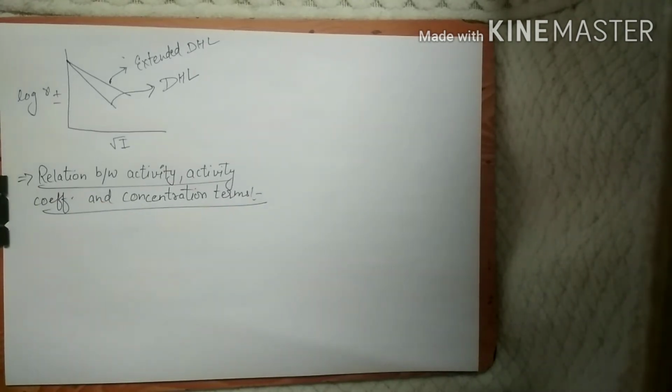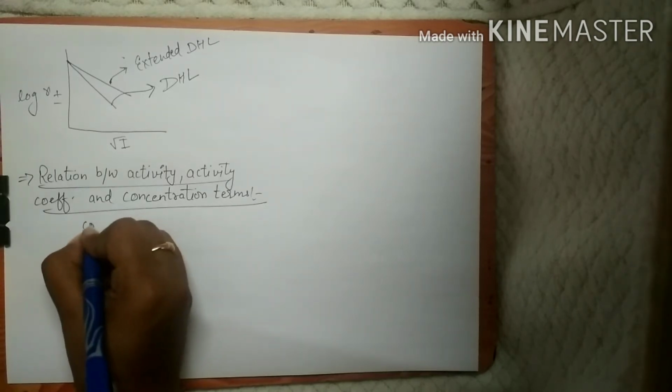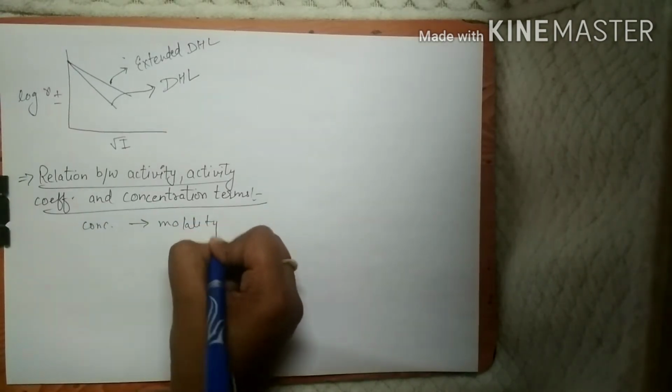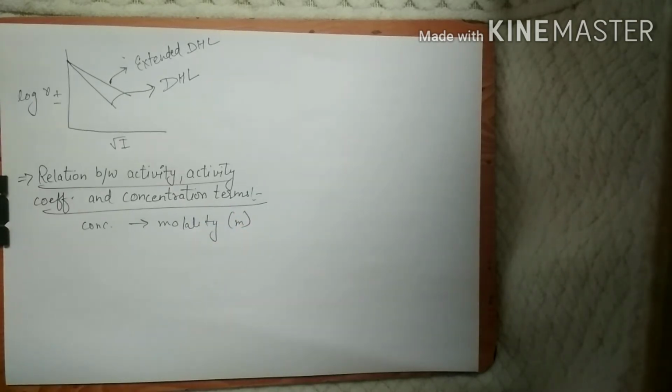Okay, so this is the next topic. If we are taking the concentration in terms of molality, that is your small m. So I think so far you would have seen the first part of the video on general concepts of physical chemistry. So now you'll be knowing that concentration can be represented in various ways like molarity, molality, normality, etc. In this case we are representing the concentration in terms of molality.